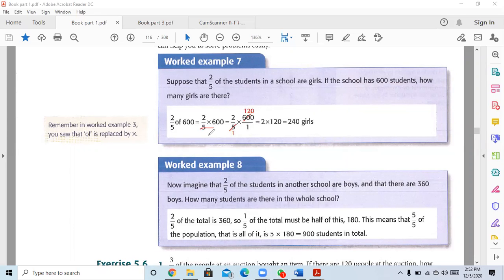So 5 multiplied by 1 is 5. 5 how many times equals 60? 12 times. Here is 0, this 0 I write here. So 2 multiplied by 120 equals 240. So 240 are girls and the rest of them are boys.